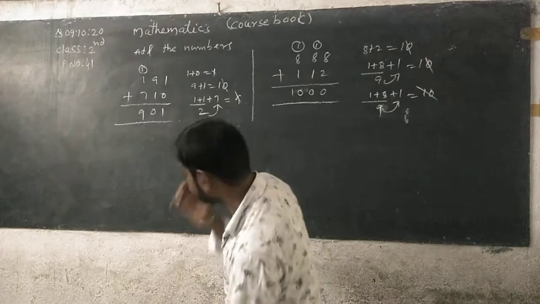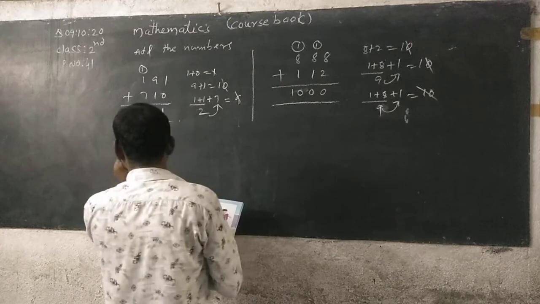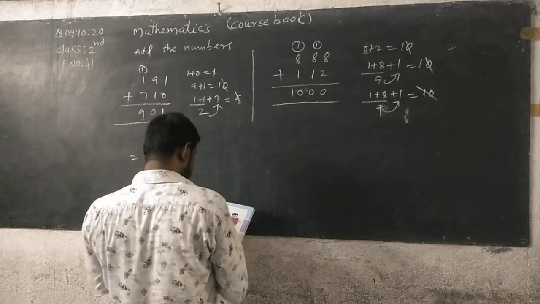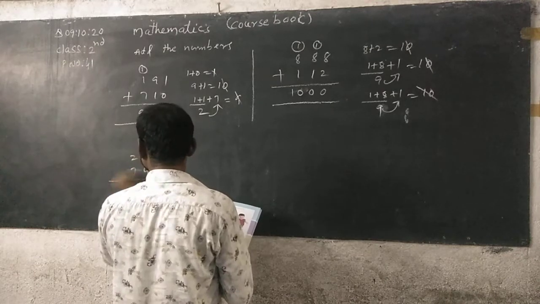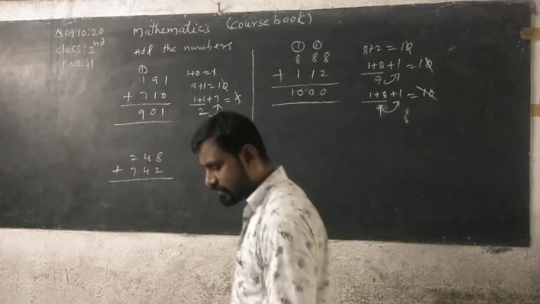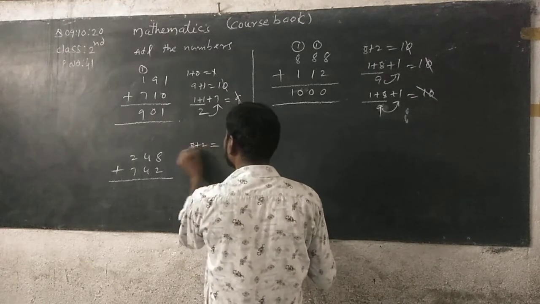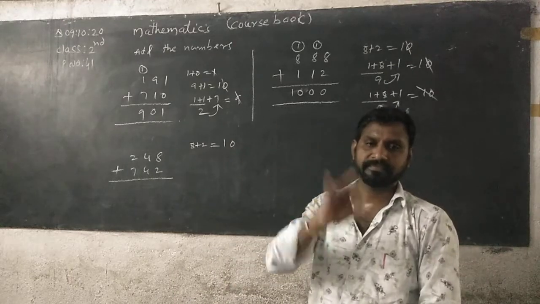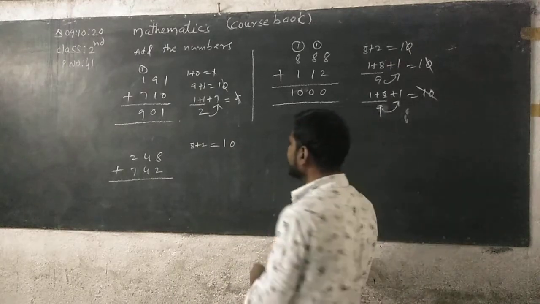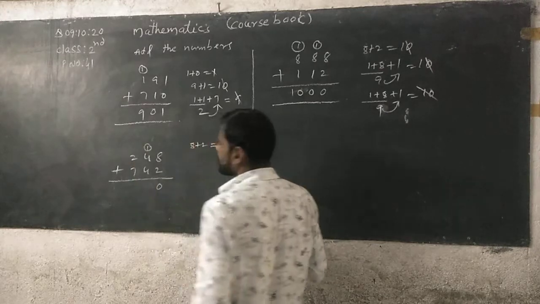Now next, 248 plus 742. First we add the digits in one's place, that is 8 plus 2. 8 plus 2 you can get 10. 8 after 9, 10. So 10, in it 0 is taking, write down under one's column, 1 is carrying in tens place.